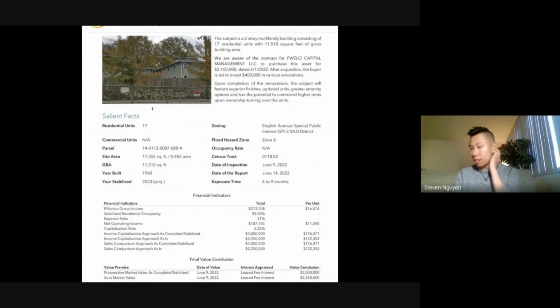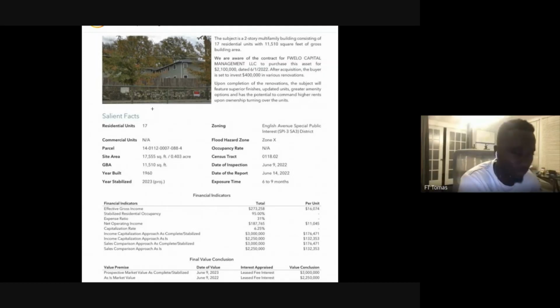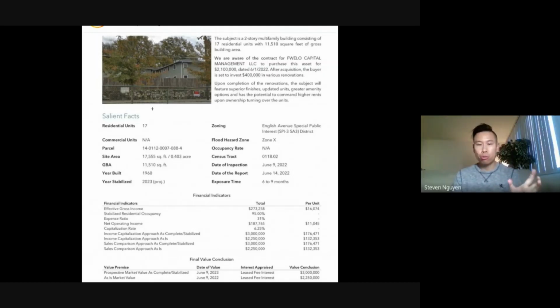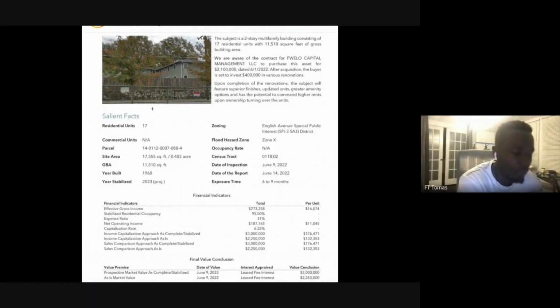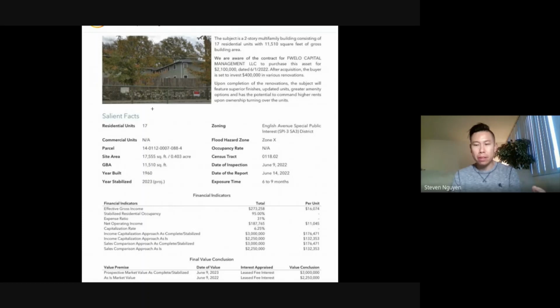Okay. Yeah. So right there, it hits the 1% rule, right? So I do think if these numbers are true, minus the expense ratio, it's still a good deal in my mind, right? It may not be worth 3 million, especially at these interest rates today.